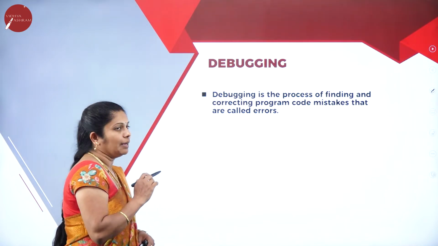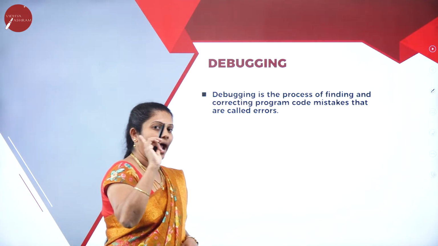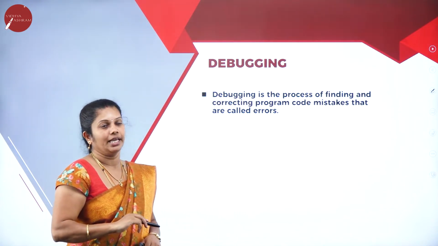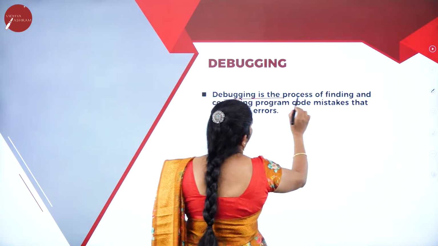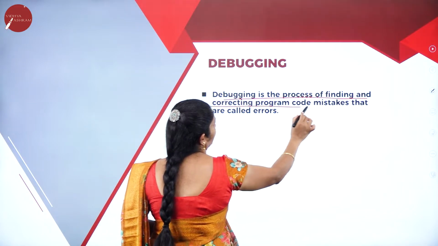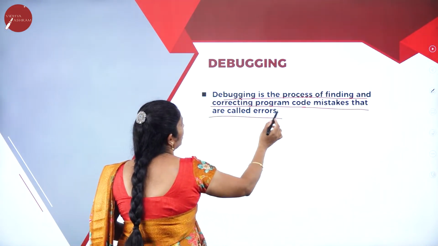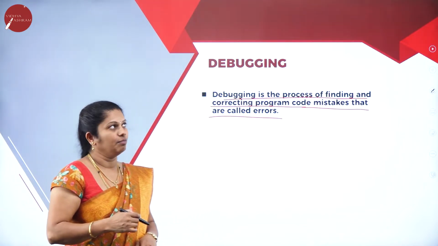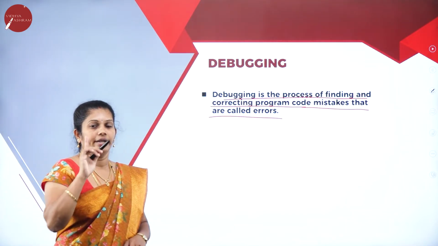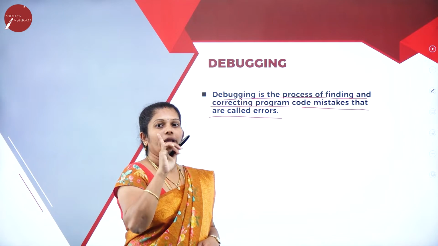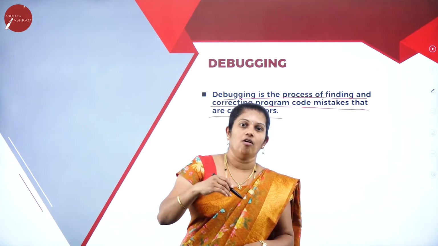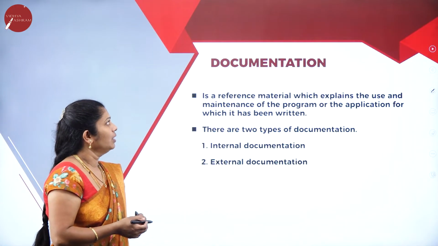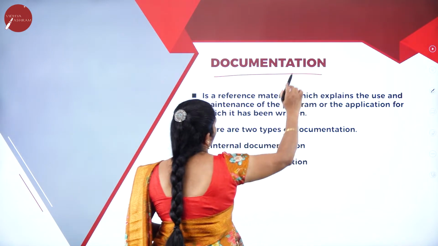Then, what do you mean by debugging? Already I told you, identification of the mistake can be called testing, then correcting that mistake can be called debugging. Debugging is the process of finding and correcting program code mistakes, which are called errors. Whatever errors we have can be corrected by using the debugging process. Debugging is nothing but correcting the mistake, whereas testing is nothing but giving sample data to check whether it is working as per our requirement or not.